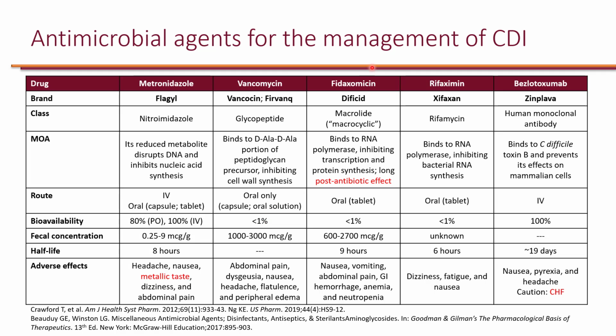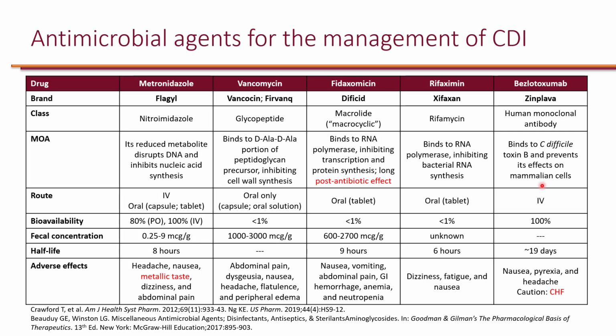So this is excellent. Now we also have fidaxomicin, which is available as an oral tablet. This also does not get absorbed, so it stays at the site of infection. We also have rifaximin, which is also not absorbed. And more recently, we've had bezlotoxumab, which is a human monoclonal antibody, which basically binds to the toxin B, and it prevents the toxin from having its effects on the cells. And this is specifically IV, and I'll explain more about this.